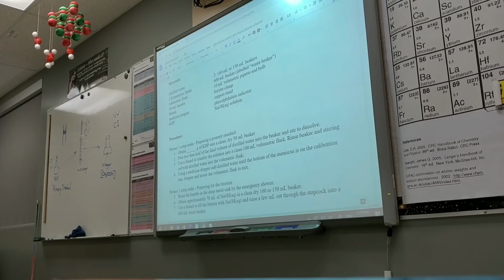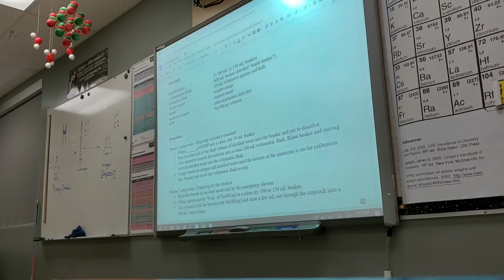You have to call me over before inverting it, right? So you're going to put a cap on here, and then you're going to do this. How many times are you going to invert it? Ten times. You're going to invert it 10 times, and that will mix it. But the problem is, as soon as you invert it one time and then you let it go back, your level's going to be below the meniscus. Why is your level going to be below the meniscus?